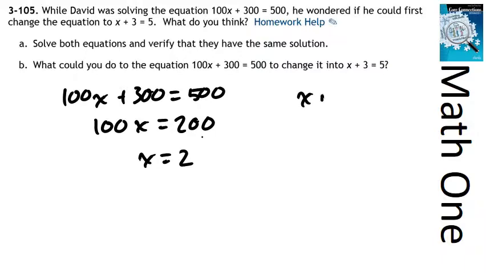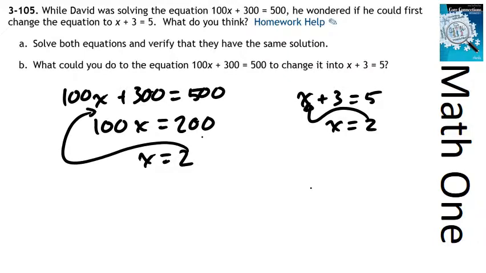Over here, I've got x plus 3 equals 5. And if I subtract 3 from both sides, I get x is 2. Interesting. So, yeah, they both have a solution of 2, and I can plug them back in. 2 plus 3 is 5, and 2 times 100 is 200, plus 300 is 500, so they both check.